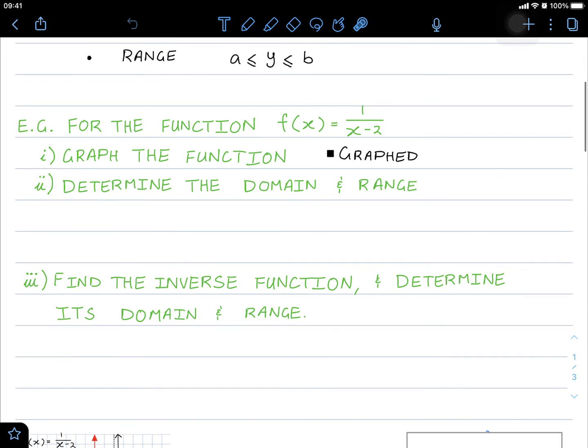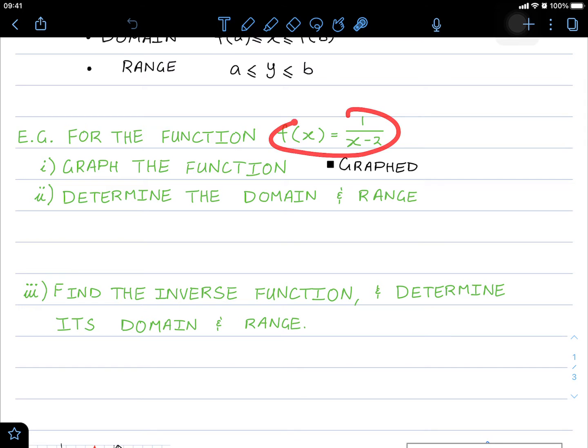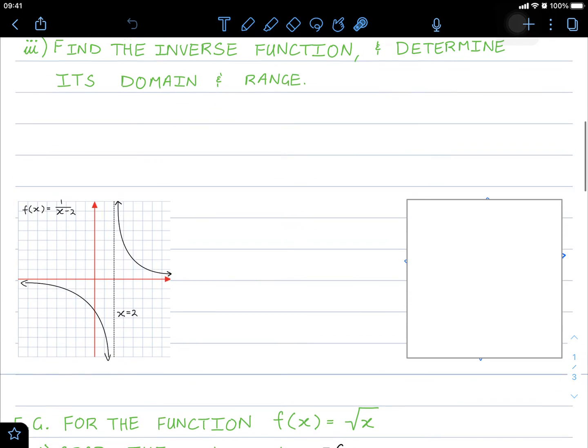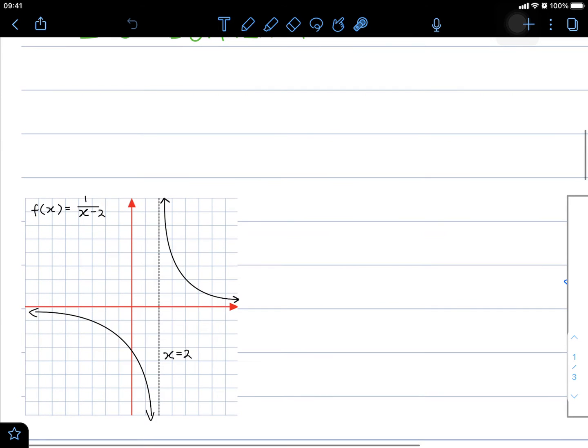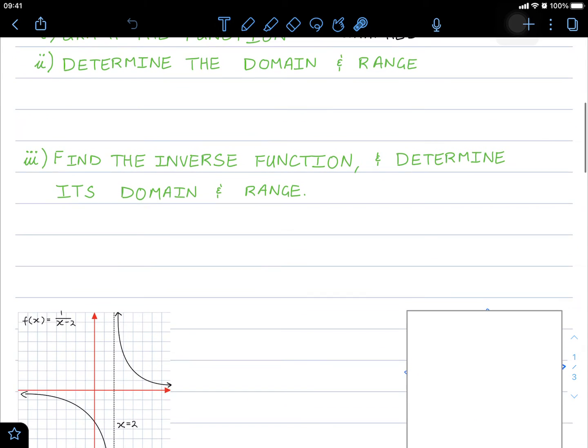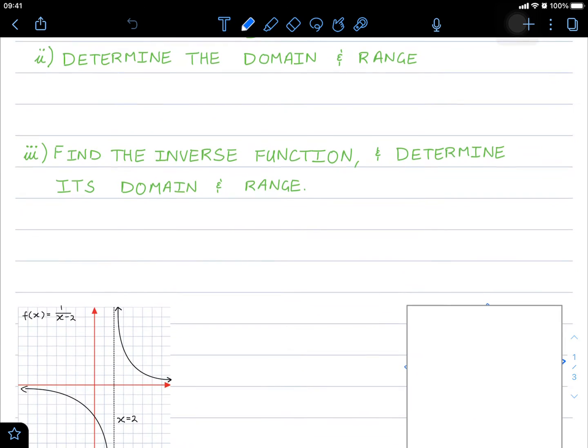Highly encourage you to pause the video and try and graph this one yourself. Hopefully you've had enough time. It should look something like this. And from here, let's find its domain and range.